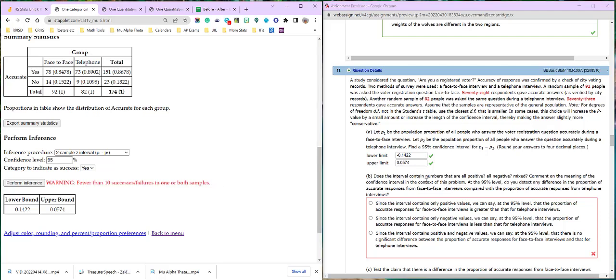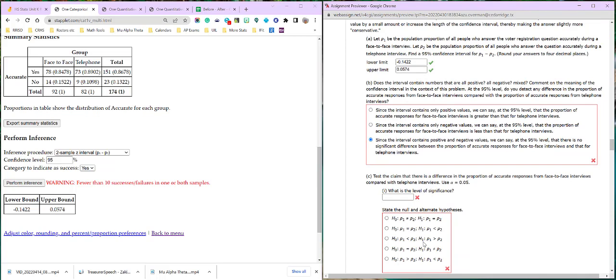Does the interval contain numbers that are all positive, all negative, or mixed? It's mixed. So it's got to be this one, right? There is no significant difference because 0 is a plausible value. So that's the correct answer there.